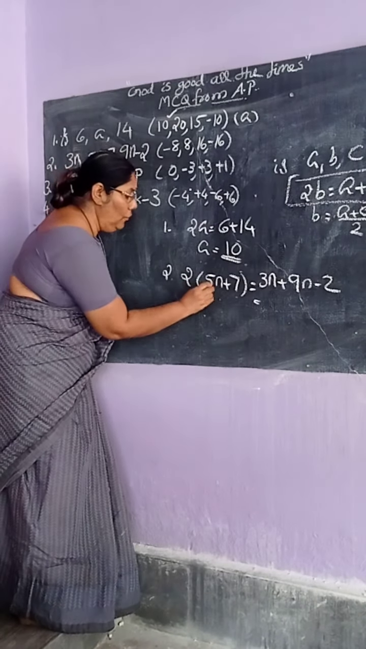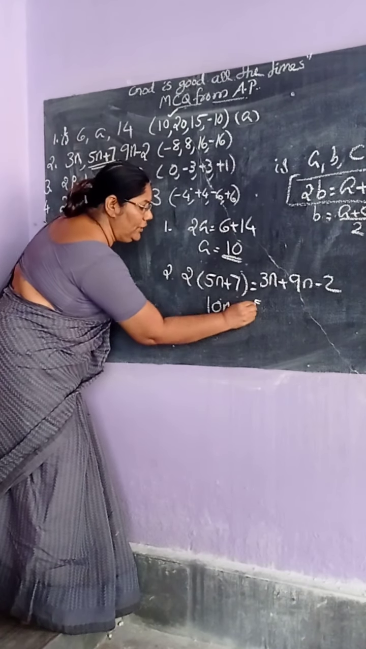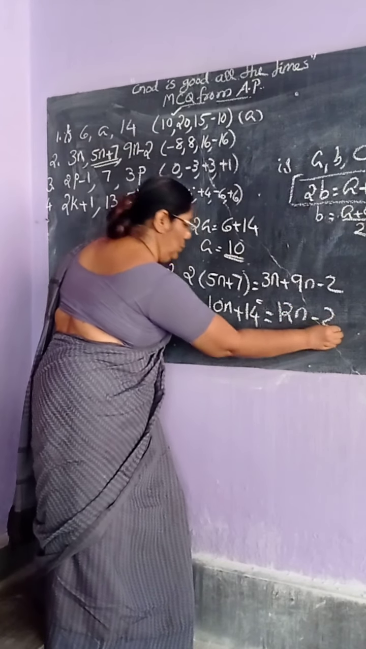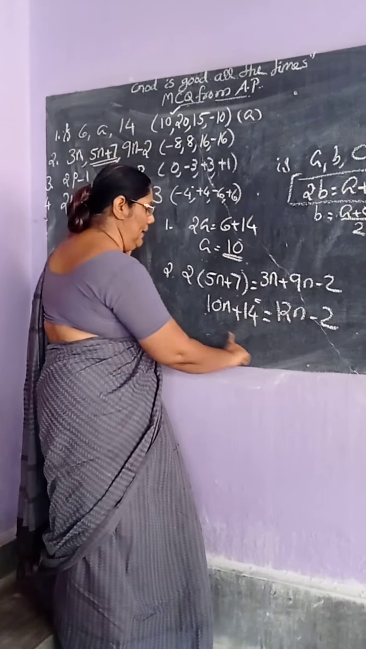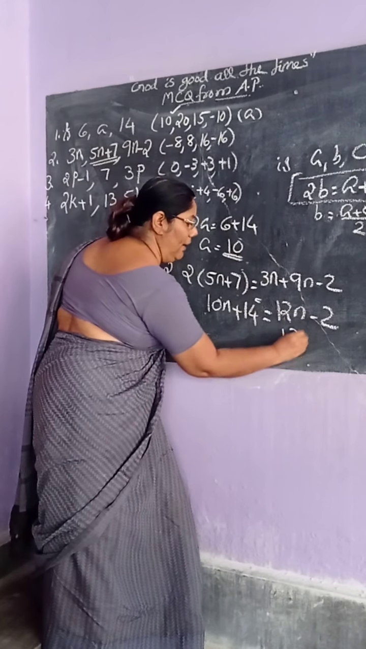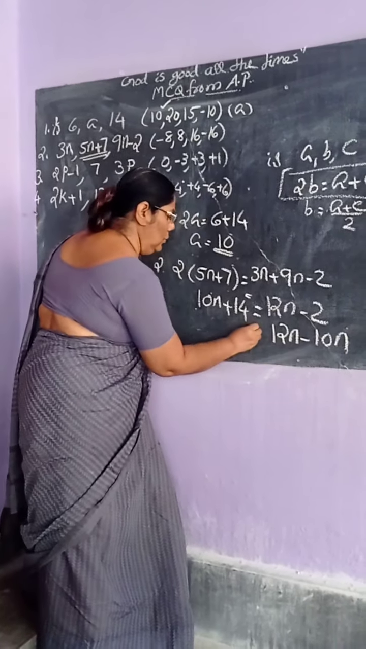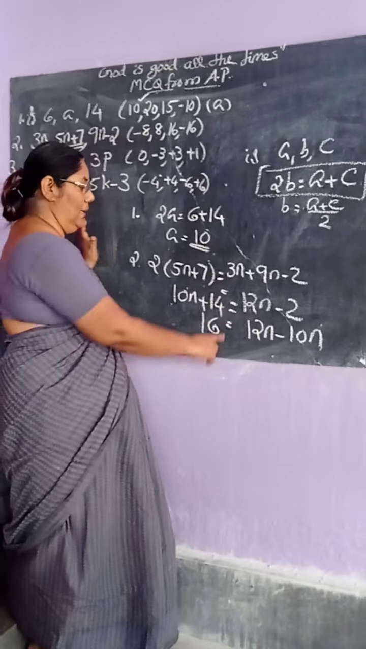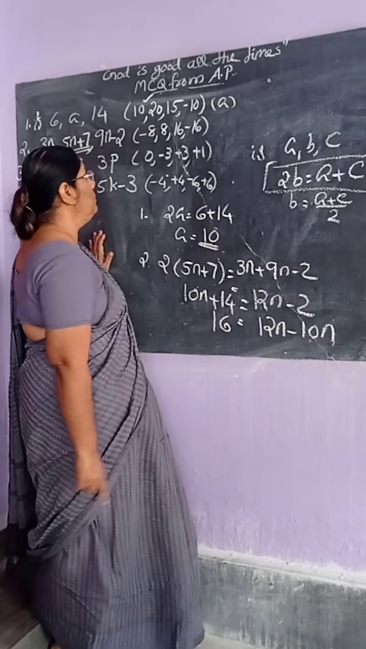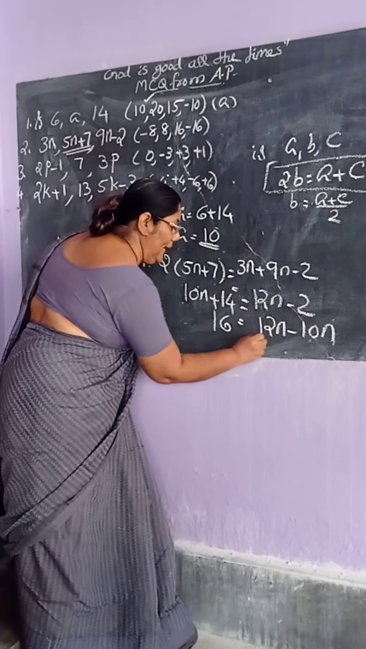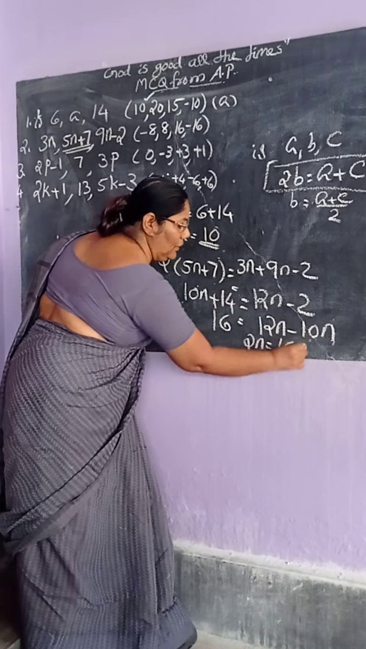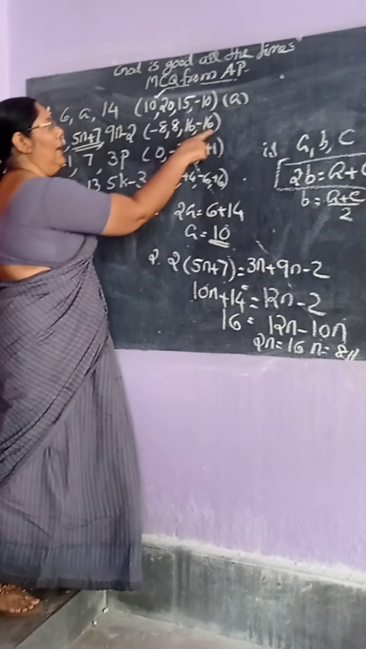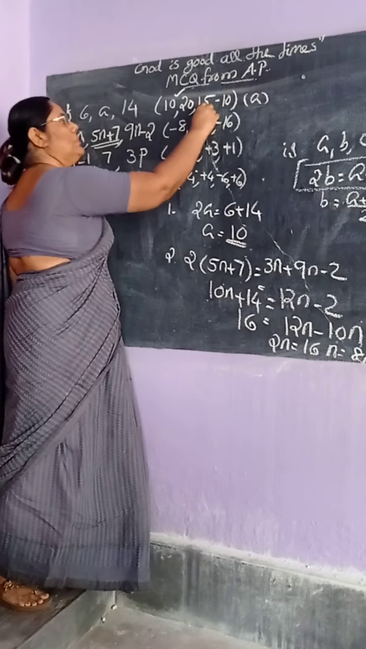Open the bracket. 2 fives are 10n plus 14 equal to 9n plus 3n, 12n minus 2. We can convert this 10n to the other side. 12n minus 10n equal to 14 minus 2. When you convert this side, minus 2 changes to 16. What is 12n minus 10n? 12n minus 10n is 2n equal to 16. Therefore, the value of n is equal to 8. Then which option? n is equal to 8.